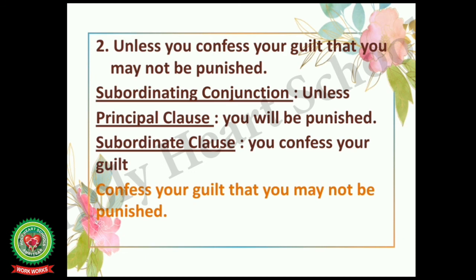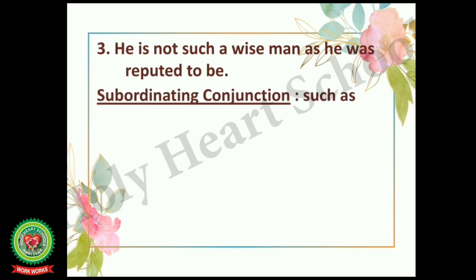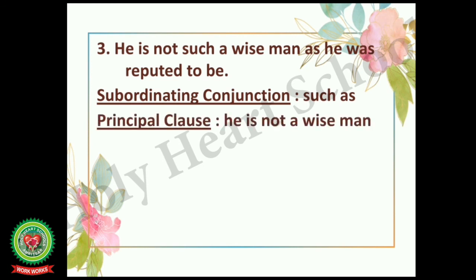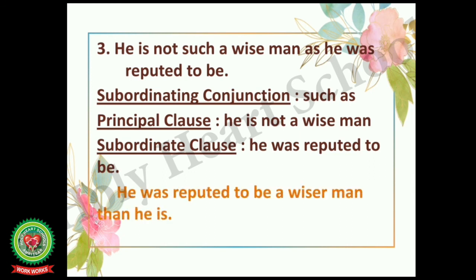Now students, next example. He is not such a wise man as he was reputed to be. Here, the subordinating conjunction is such as. Principal clause, he is not a wise man, and subordinate clause, he was reputed to be. Here, we can use the subordinating conjunction than with the principal clause, and our answer will be, he was reputed to be a wiser man than he is.